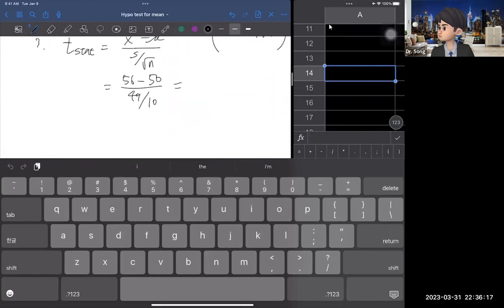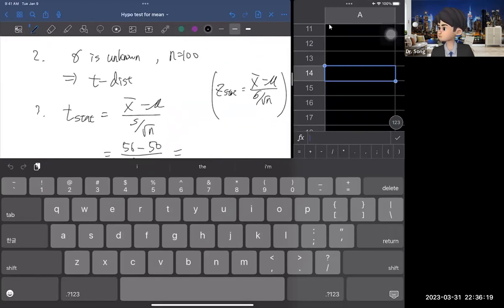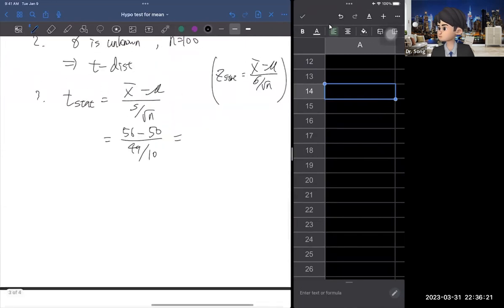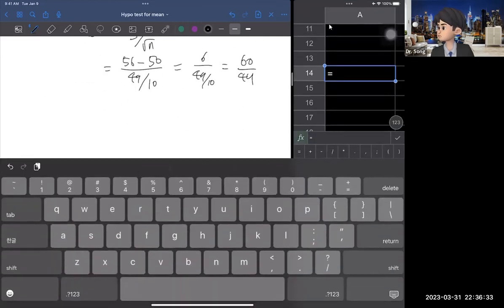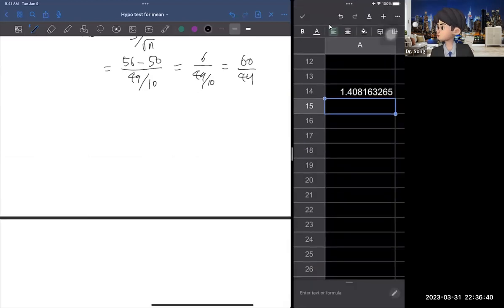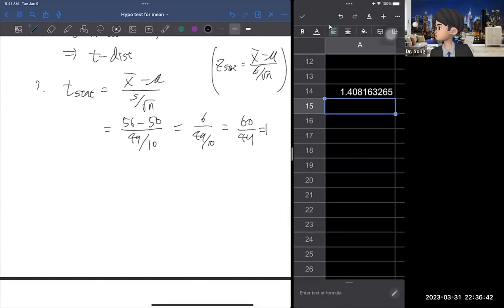Numerator is, give me a second, I need a space. So numerator is a 6 and denominator is a 49 over 10. That's a complex fraction. So you can think that this is a 60 over 49. So let me calculate the 60 over 49. If you are not familiar with the complex fraction, Google it and take a look at a couple of examples. Okay. So it turns out that our test statistic is 1.408 up to 3 decimal places.